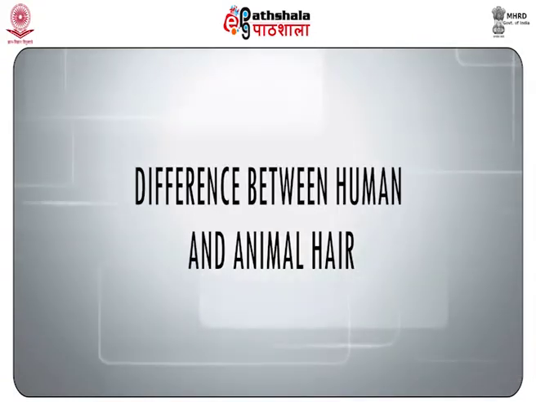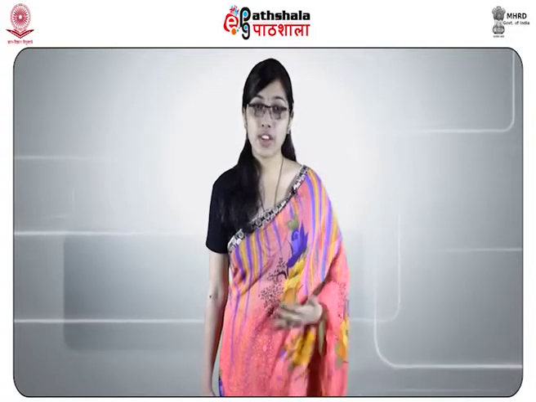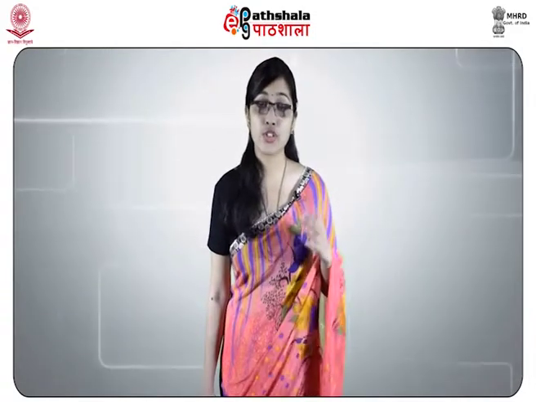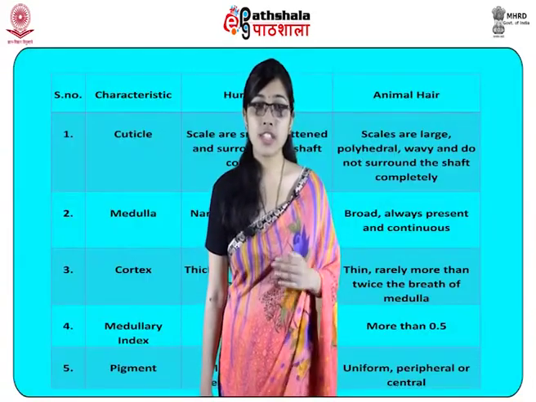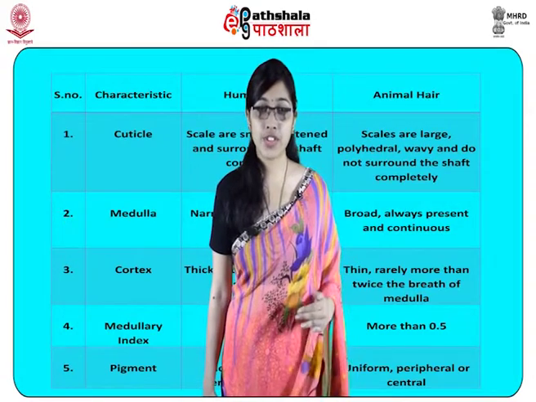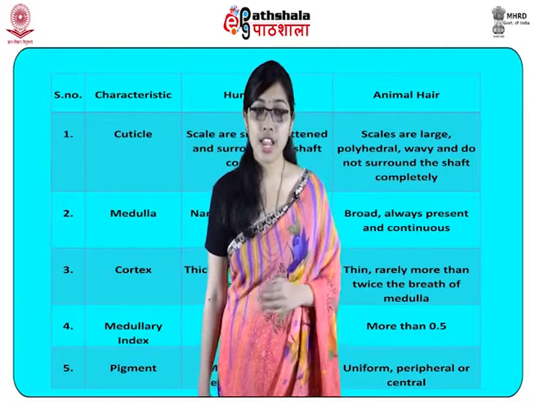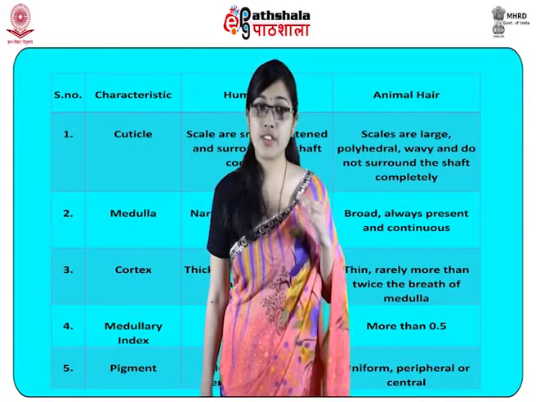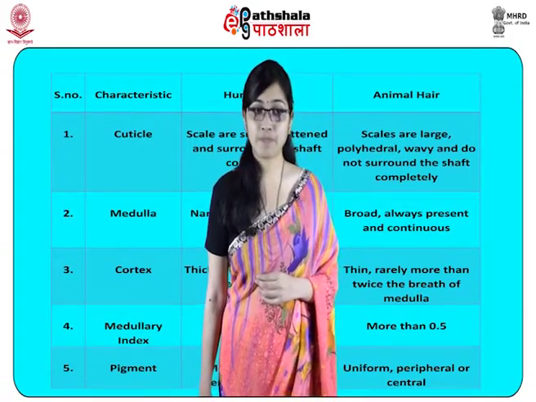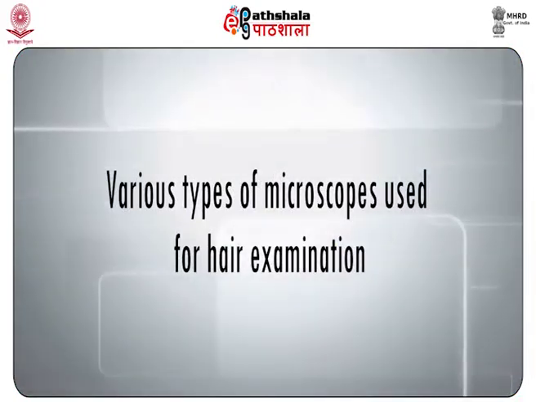Next, we have the difference between human and animal hair. There are some characteristics that are observed when microscopic examination of hair is done, to check whether the hair belongs to an animal or a human. In this table, we have shown the various characteristic features and the comparison between human hair and animal hair. In the characteristics part, we have the cuticle, medulla, cortex, medullary index and the pigment. Next come the various types of microscopes used for hair examination.